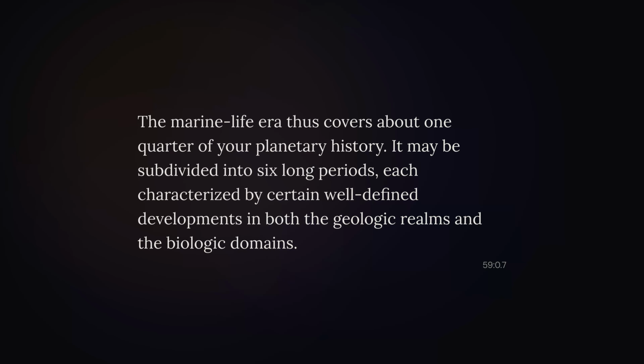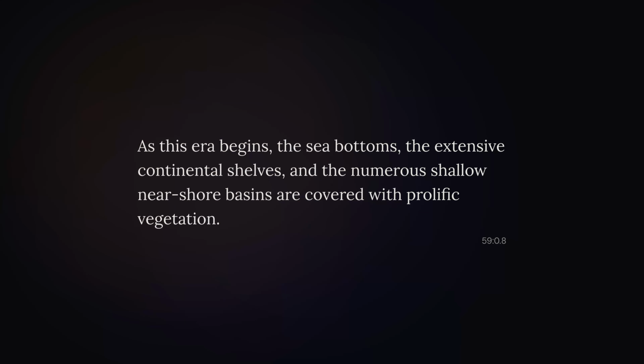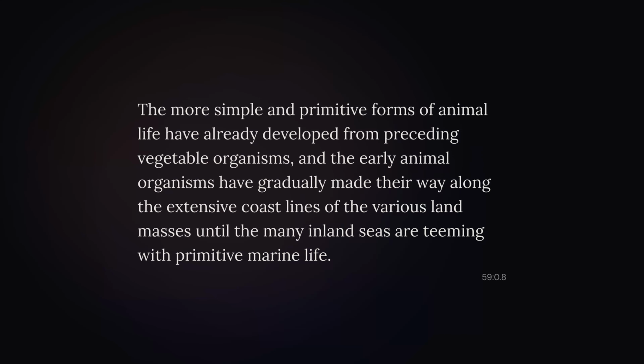It may be subdivided into 6 long periods, each characterized by certain well-defined developments in both the geologic realms and the biologic domains. As this era begins, the sea bottoms, the extensive continental shelves, and the numerous shallow nearshore basins are covered with prolific vegetation. The more simple and primitive forms of animal life have already developed from preceding vegetable organisms, and the early animal organisms have gradually made their way along the extensive coastlines of the various land masses until the many inland seas are teeming with primitive marine life.